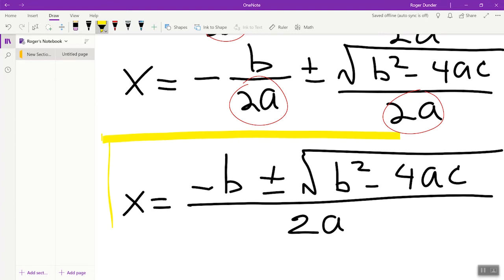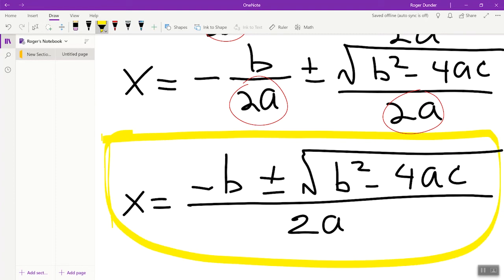x is equal to minus b plus or minus the square root of b squared minus 4ac all divided by 2a. There you have it, the quadratic formula. This will identify the roots of a quadratic equation, irrespective of a, b, and c, provided, of course, we're talking about real roots.